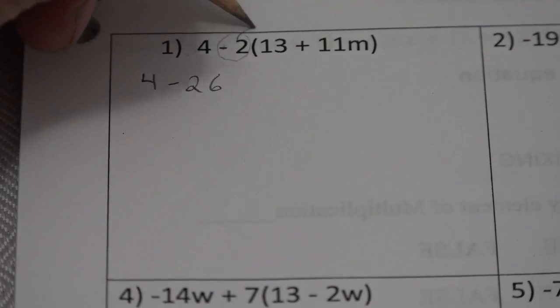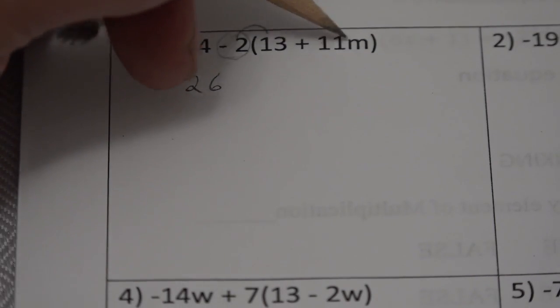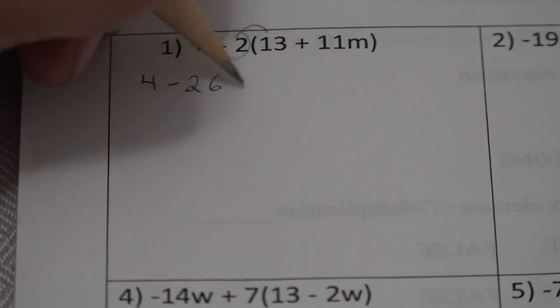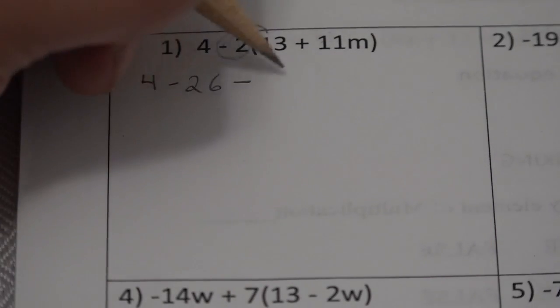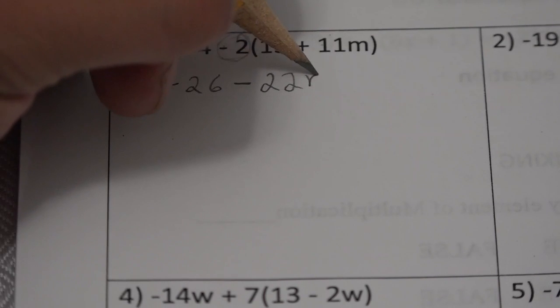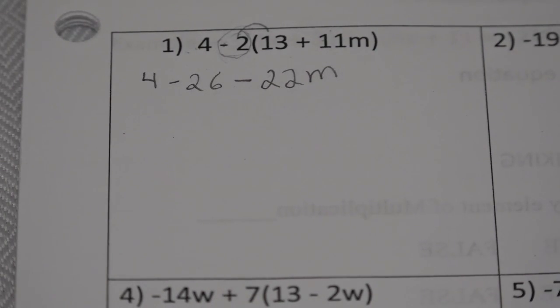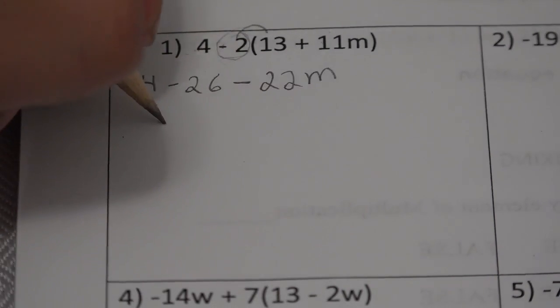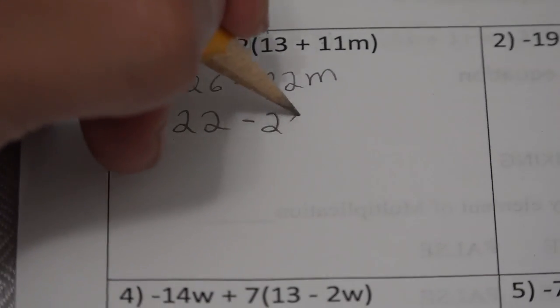And then distributive property. Now negative 2 times positive 11, okay? So negative times positive is negative. In this case, minus, right? 2 times 11 is 22. Don't forget the m. And then you go ahead and you add the like terms. So what is 4 minus 26? Negative 22. So we have negative 22 minus 22m.